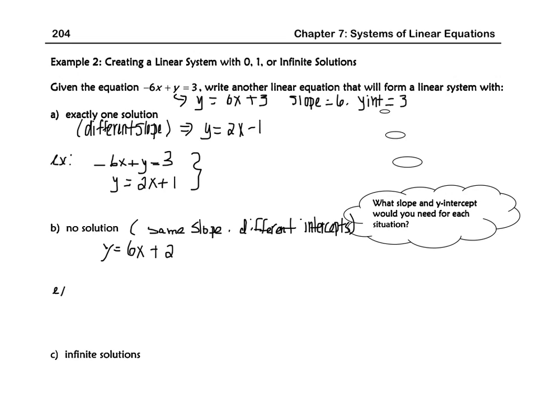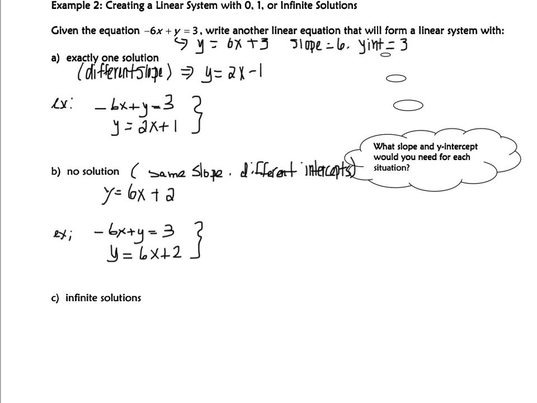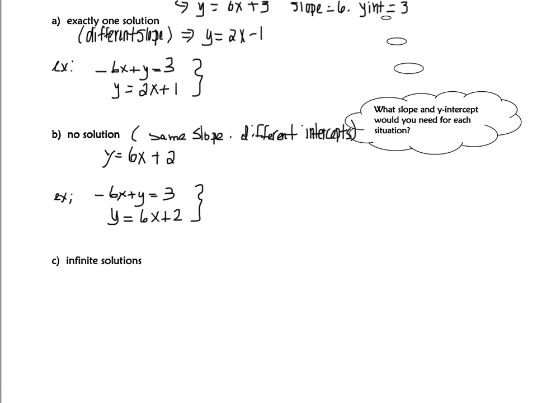So therefore the example of the system would be negative 6x plus y equals 3, and y equals 6x plus 2. And that would be your system, which has no solution because the lines would be parallel. In the last example there, you're asked to come up with another equation so that the given system would be one with infinite solutions. So that would mean you would need an equation with the same slope and the same intercepts.